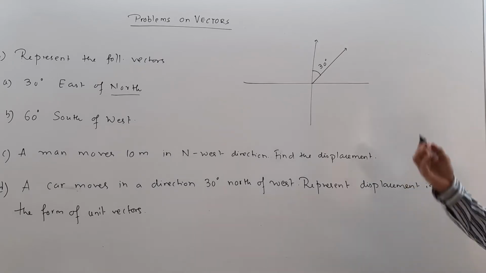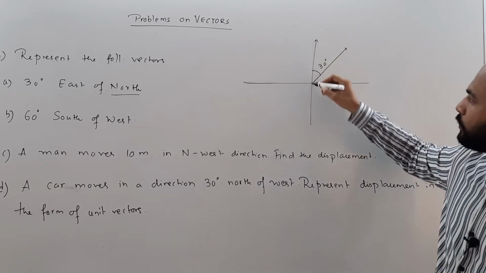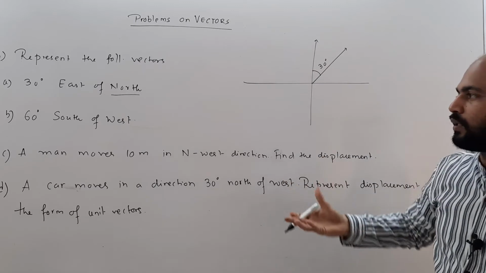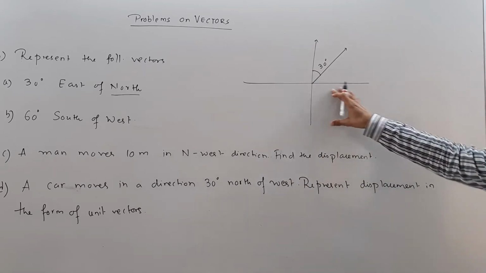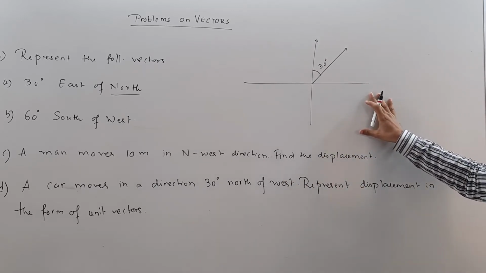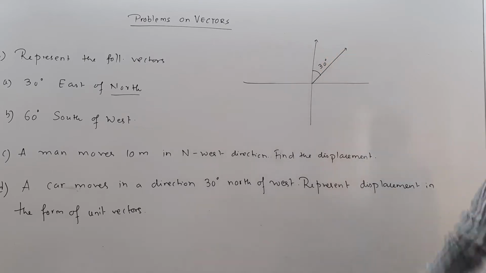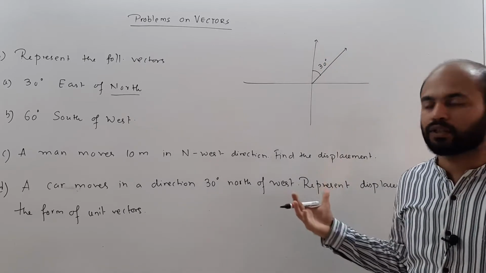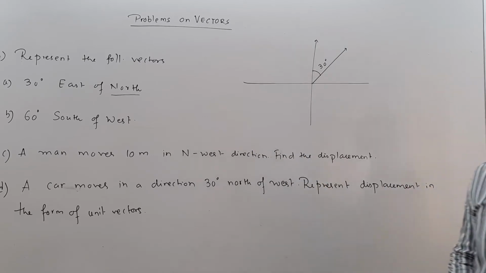So 30 degrees east of north, this component would be some component A, and this component would be the x component. This is x component, this is y component. So this is some random vector. But what is important over here is this direction. Next is south of west.